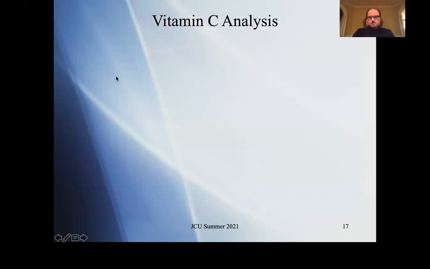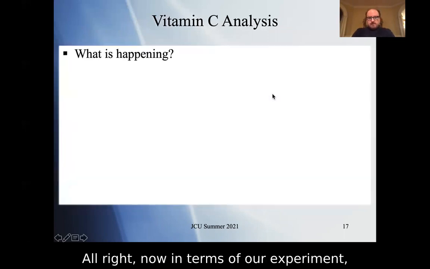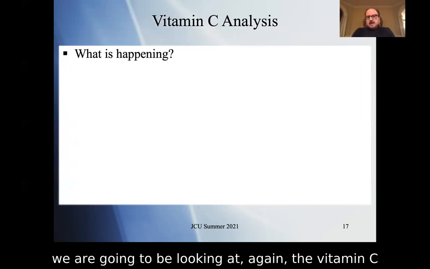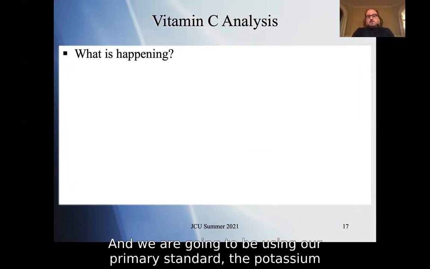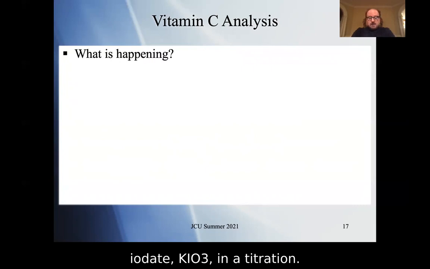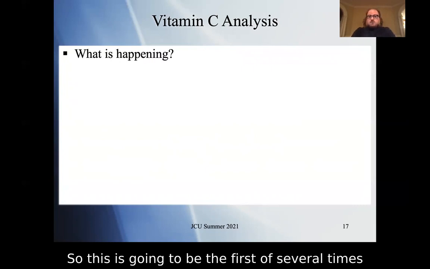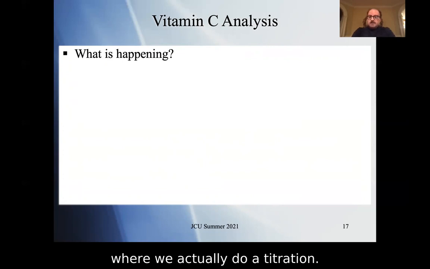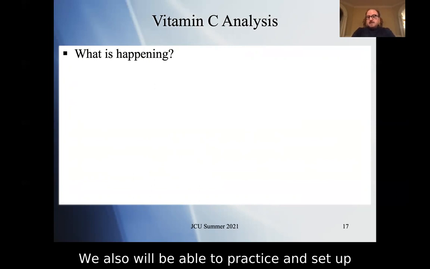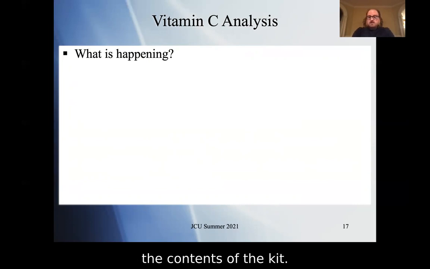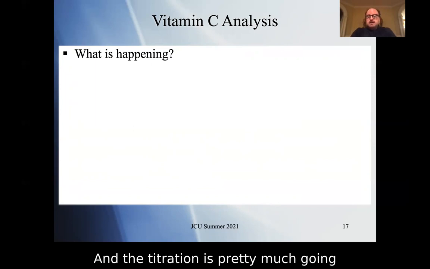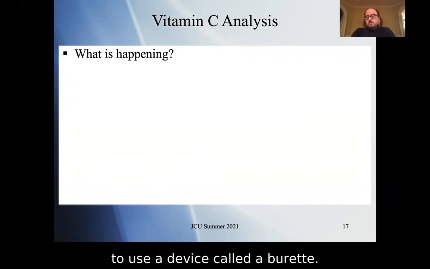All right, now in terms of our experiment, we are going to be looking at, again, the vitamin C content in a vitamin C tablet. And we are going to be using our primary standard, the potassium iodate, KIO3, in a titration. So this is going to be the first of several times where we actually do a titration. We also will be able to practice and set up a titration apparatus in the at-home experiments, given the contents of the kit. And a titration is pretty much going to use a device called a burette.